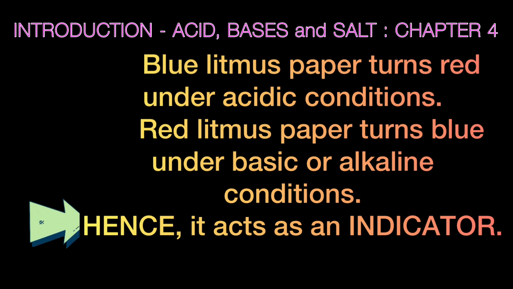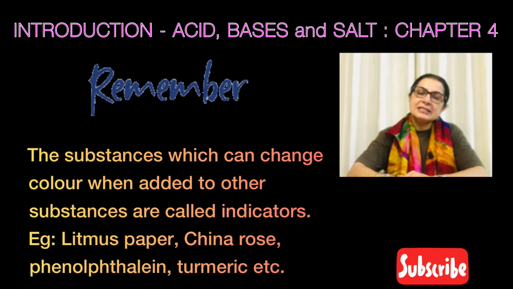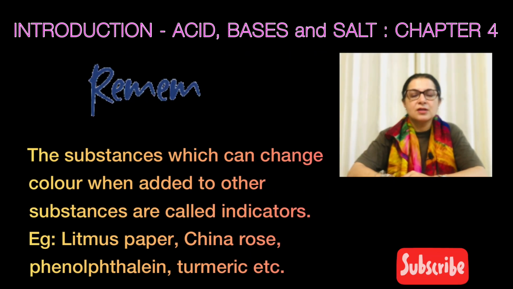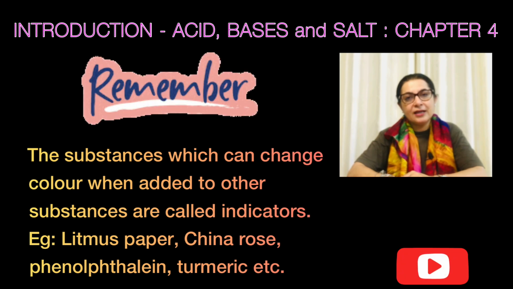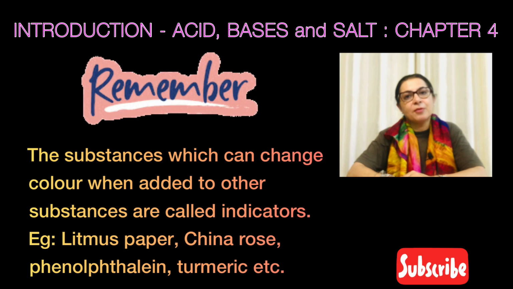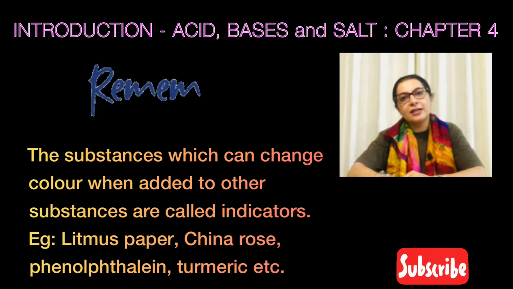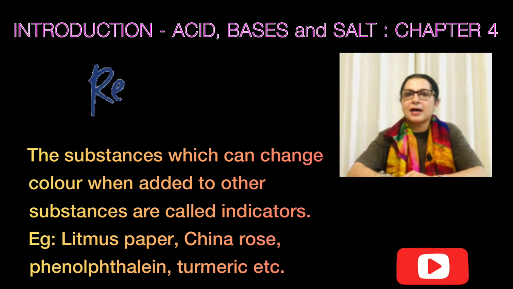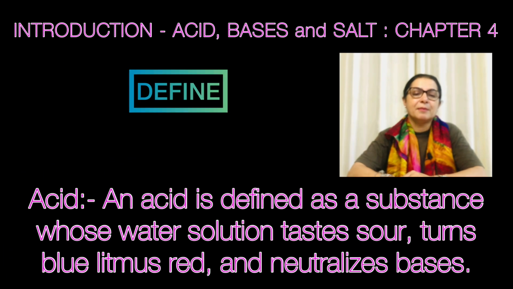Acid on reacting with a blue litmus paper will give you a red color, whereas a red litmus paper with a base will give you a blue color. B for base, just remember it gives you a blue color in the end. So we have many indicators like China rose, phenolphthalein, turmeric, in addition to the litmus paper. We will study all the changes brought about in the color of these indicators when they combine with the acid or the base in the coming videos.